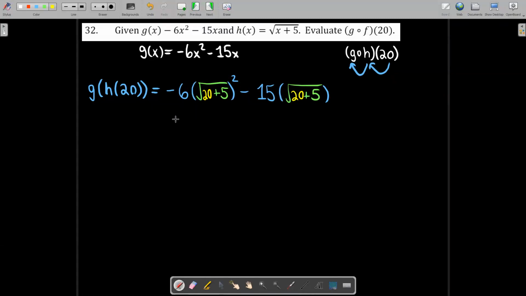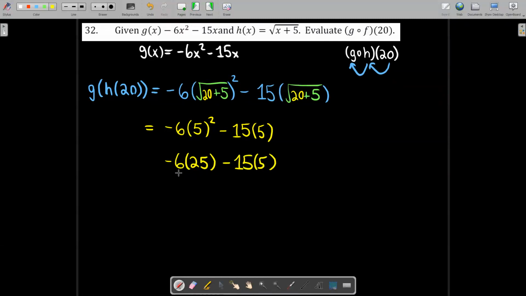So this is going to become negative 6 times 5 squared minus 15 times 5. And we're just going to simplify this. The 5 squared is 25. So negative 6 times 25 minus 15 times 5. Negative 6 times 25 is equal to negative 150. And 15 times 5 is 75. So this would be minus 75.